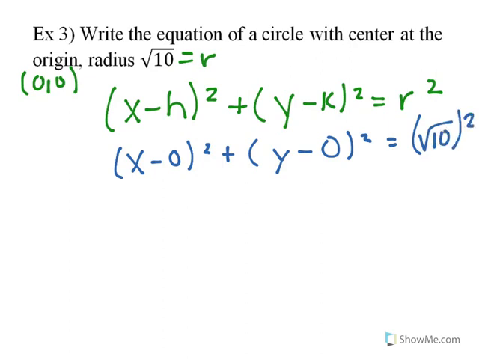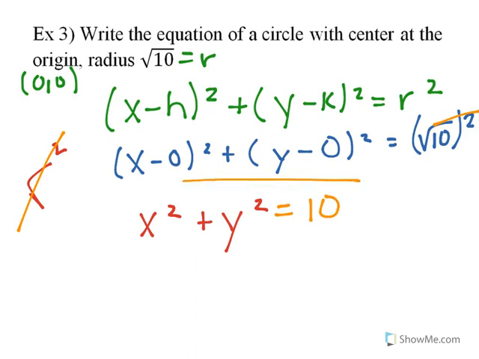And let's just clean it up. (x - 0) squared is x squared. (y - 0) squared is y squared. Square root of 10 squared. What does a square root and a square do to each other? Remember, they're going to cancel. So the 10 is going to just pop out. So this is just going to equal 10. Okay?